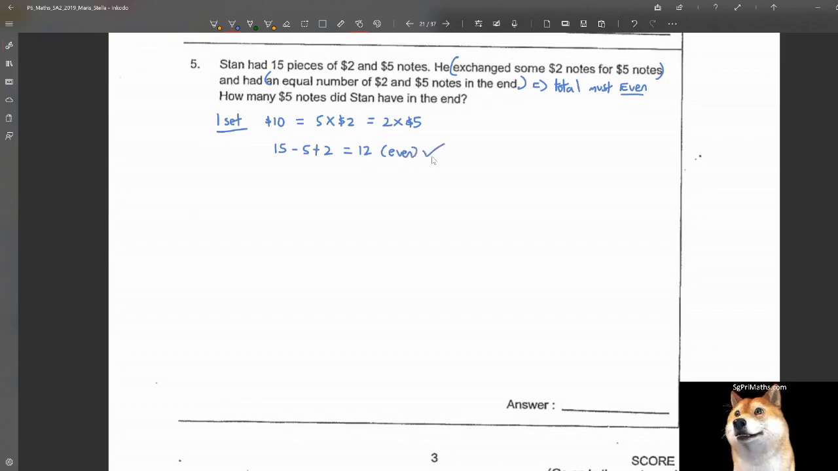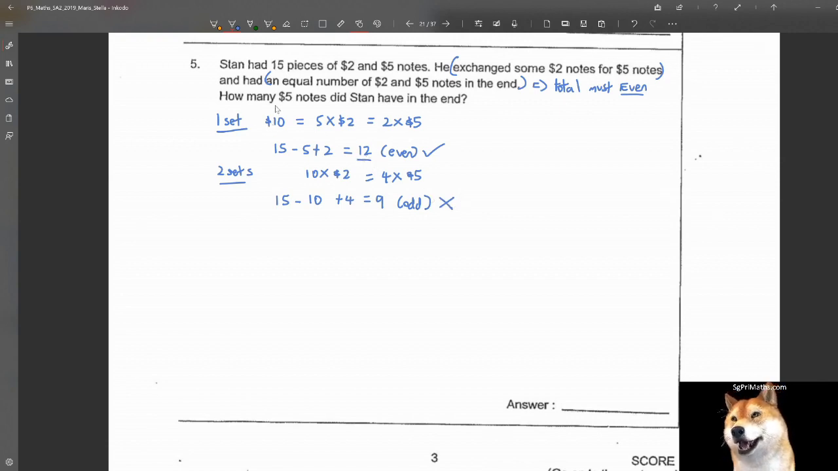So this is correct. We can try 2 sets, which equals 10 $2 notes and 4 $5 notes. The total number of pieces will be 15 minus 10 plus 4. This gives you 9, and the total is odd. That means the answer is wrong. So therefore, the total is 12.